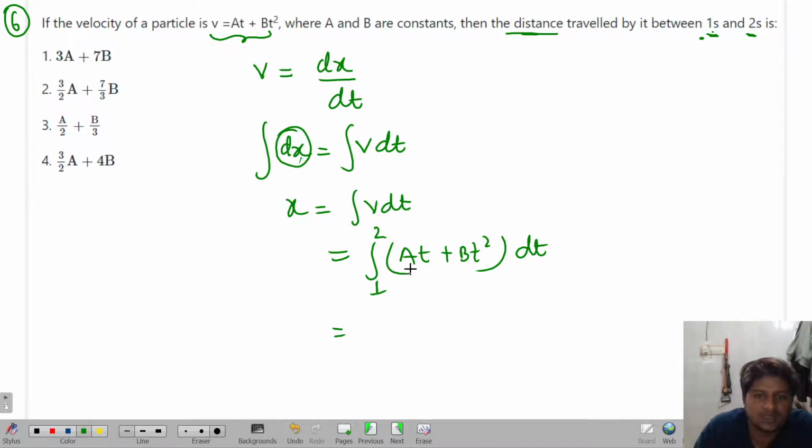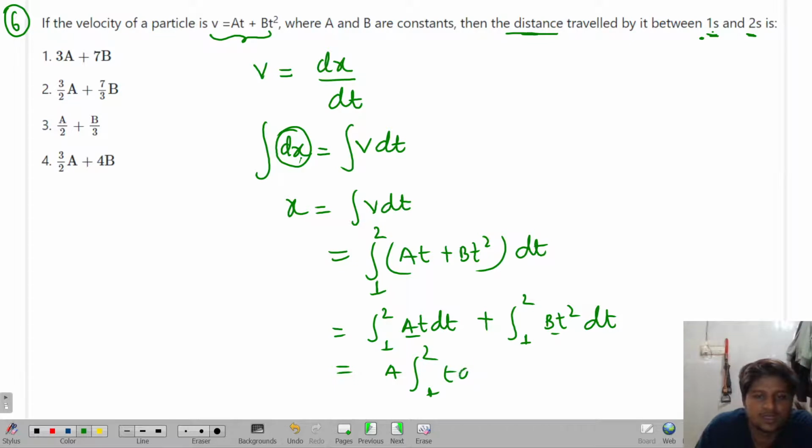So look over here. I will just apply this integration: integral from 1 to 2 of a t dt plus integral from 1 to 2 of b t square dt. Got it or not? a and b are constants, they will come out. So a integral 1 to 2 t dt plus b integral 1 to 2 t square dt.